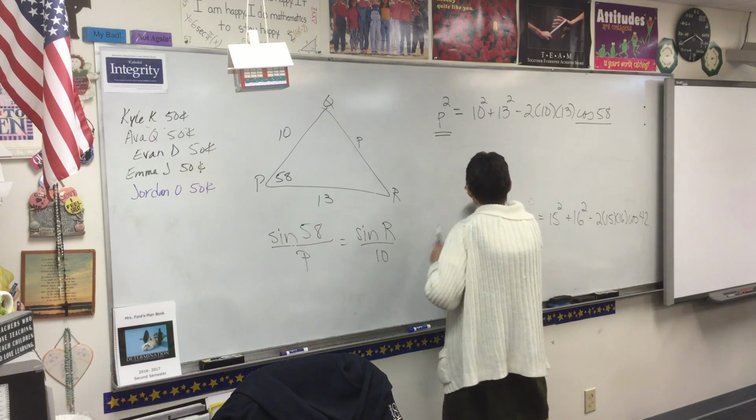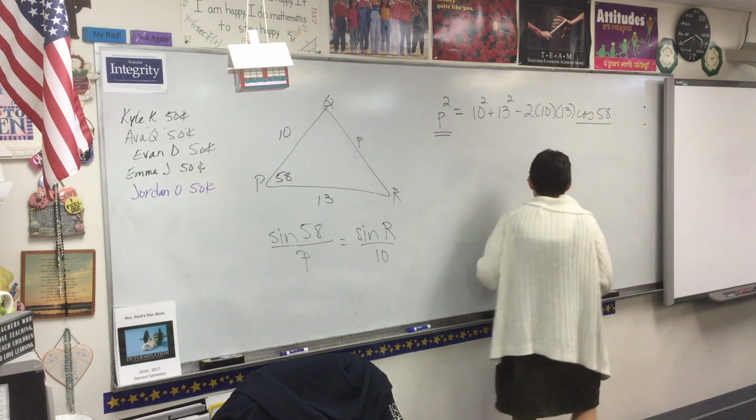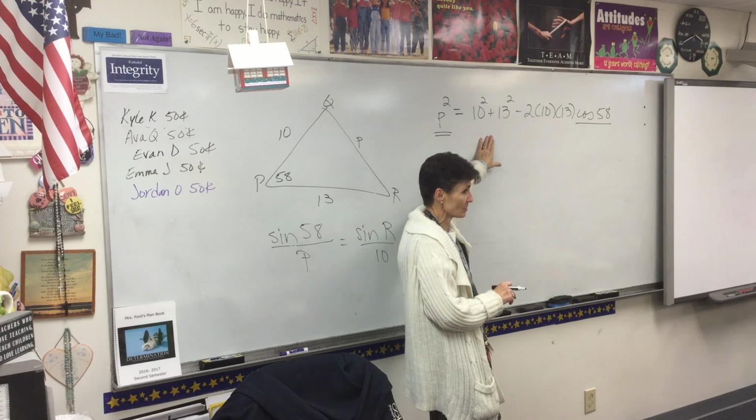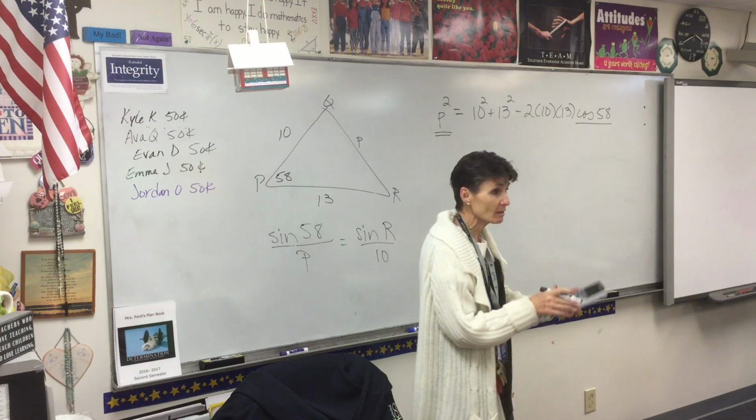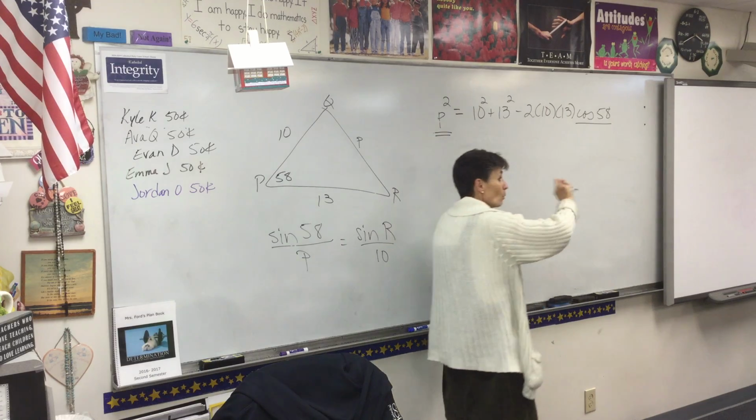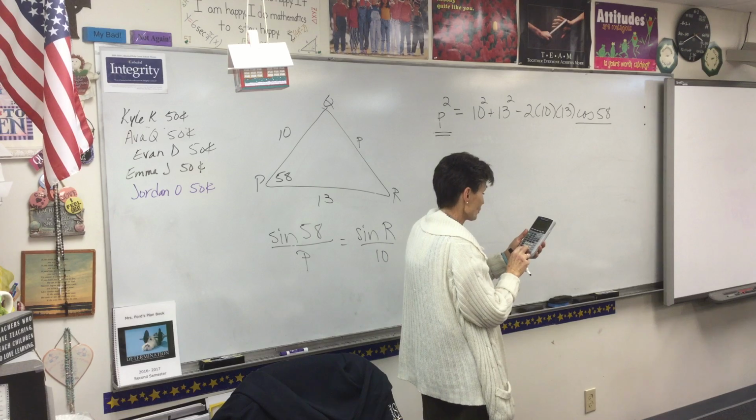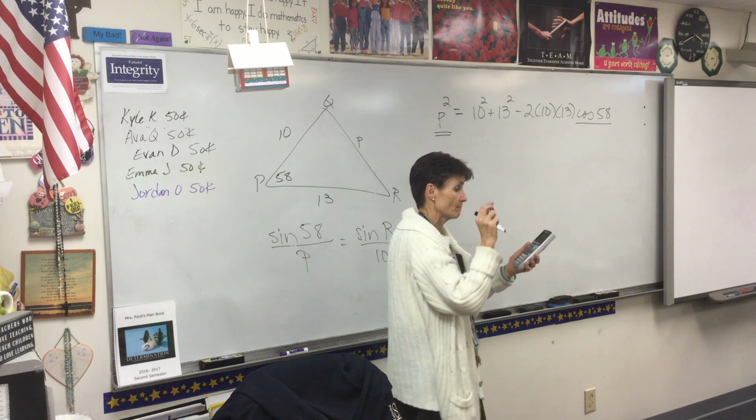Jalen Grant said, is that what I type into my calculator? And the answer is yes. You don't have to do any cross multiplying or anything. You just type that in one long line. So 10 squared plus 13 squared minus 2 times 10 times 13 times cosine 58 equals.